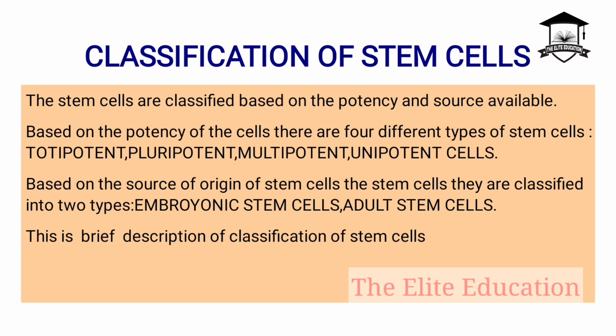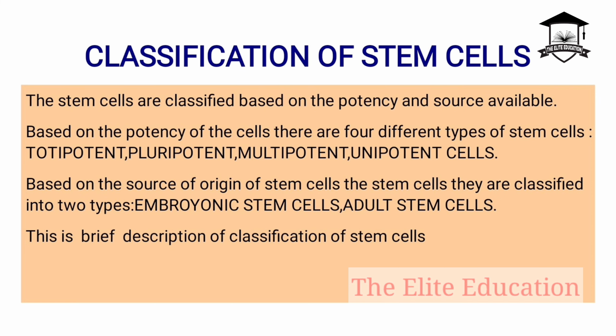The stem cells are classified based on their potency and the source they are available from. In this classification of the stem cells, we classify them based on two aspects. The first one is their potency, that is, how potent they are. And the second one is the source from which they are available.